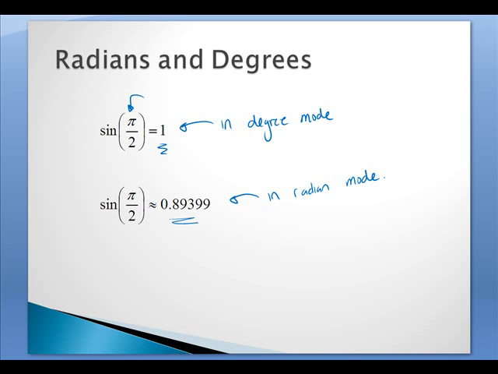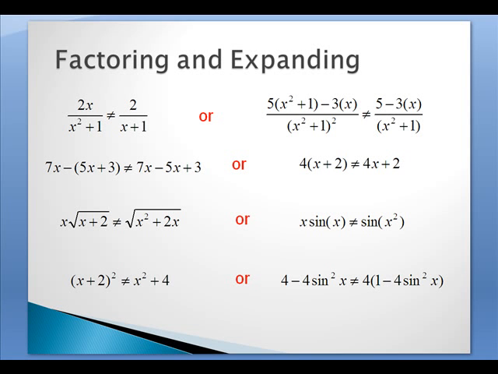Now, factoring and expanding, there seems to be a lot of common mistakes with factoring and expanding. I've just chosen a select few here. My first one, 2x over x squared plus 1. This does not equal 2 over x plus 1. The mistake here was that the student would cross this x here with just one of the x's down here, and so that's how they would obtain this. However, x is not a common factor in the denominator, so you wouldn't be able to do that.